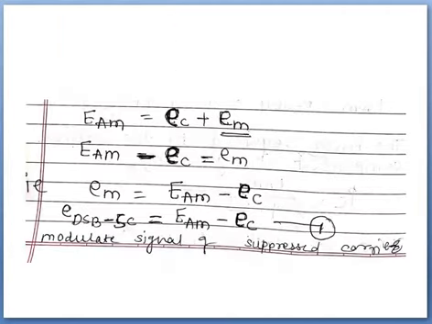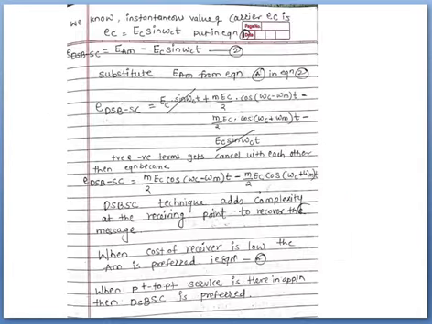Here, the modulated signal of suppressed carrier can be given by the equation E of DSB SC is equal to E of AM minus carrier. As we know, the instantaneous value of carrier is EC sin omega t. Put this value in equation 1. So, the equation becomes E of DSB SC is equal to E of AM minus EC sin omega t. Substitute E of AM from equation 2.